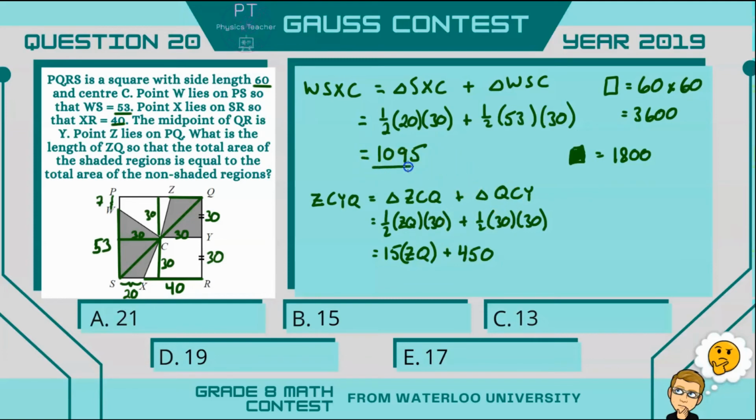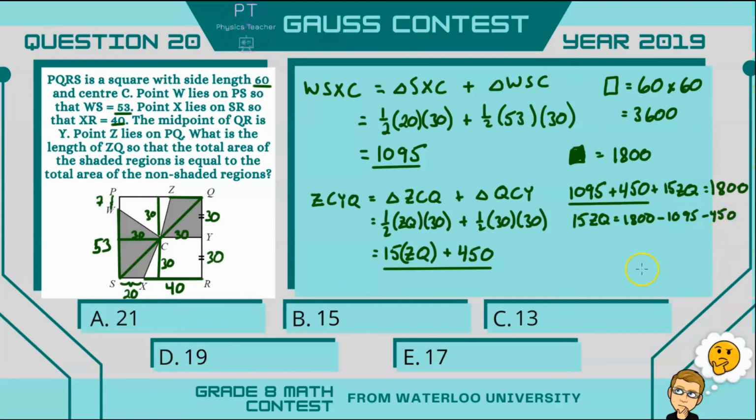Well, we've already calculated the area of the shaded regions. It's this plus this. So that total area then is 1095 plus 450 plus 15 ZQ, which must equal 1800. Alright, so now we have our equation that we can solve for ZQ. So we'll have 15 ZQ equals 1800, and we'll bring these two terms over to the other side by subtracting them from both sides. So minus 1095 minus 450. And that is going to equal 255. Now we can divide both sides by 15, and we get ZQ equal to 255 divided by 15, which is equal to 17. Our answer is E.